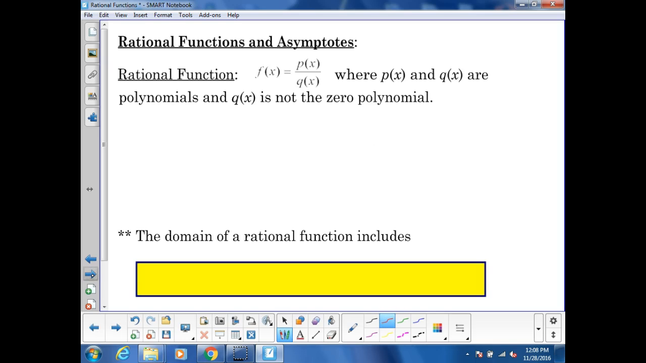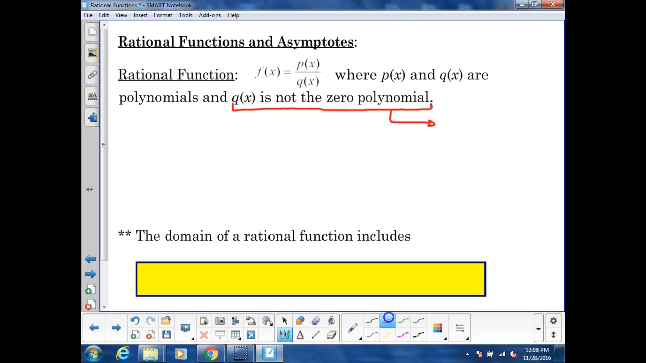Now, let's fast forward that to rational functions. A rational function, f of x equals p of x divided by q of x, where p of x and q of x are polynomials, and q of x is not the zero polynomial. So a lot of stuff going on in that sentence. Let's break it down a little bit. Let's start at the end and work our way back to the beginning. So q of x is not the zero polynomial.